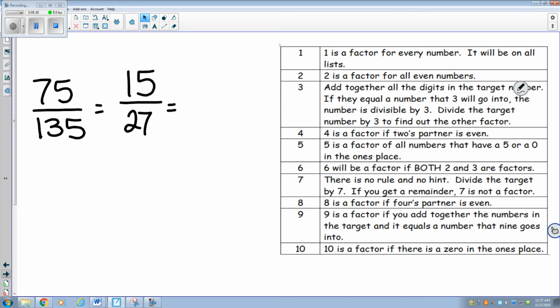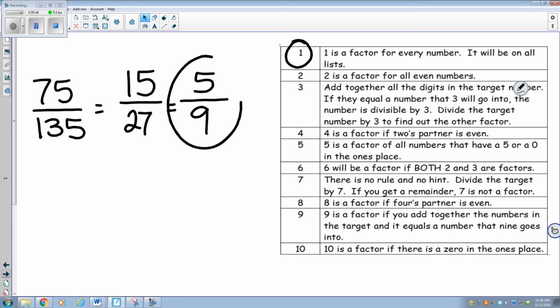So we can divide both of these by 3. 15 divided by 3 is 5. And 27 divided by 3 is 9. At this point, the only number that 5 and 9 can both be divided by is the number 1. Whenever that is the case, you know you are in simplest form. So 5/9 would be the simplest form of 75 135ths.